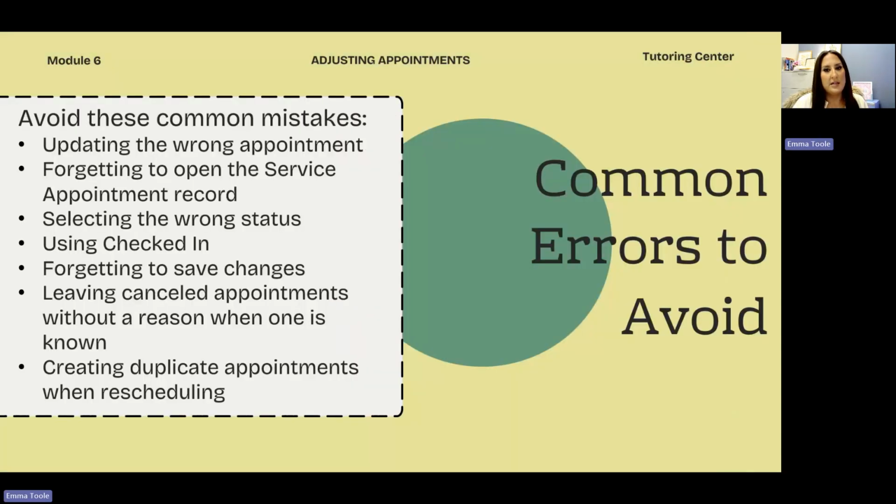Most appointment update mistakes happen when someone moves too quickly. Slow down and confirm the student, appointment date, time, tutor, subject, and status before saving. For cancellations, add the reason when known. For rescheduling, make sure the old appointment is handled correctly so the records stay clean.